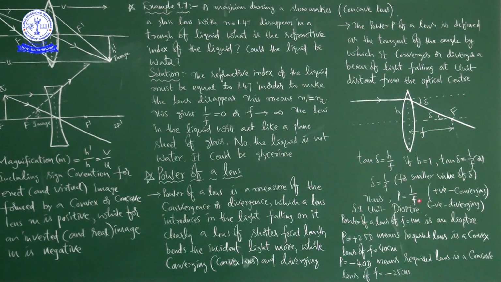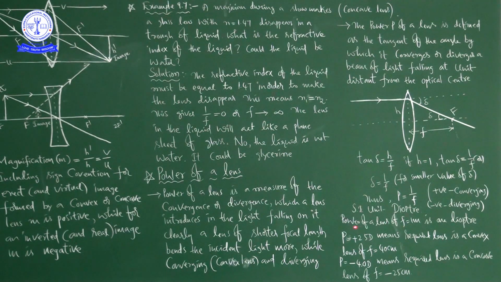Focal power is the inverse of focal length, right? So it is positive for converging lens, and negative for diverging lens, okay? Now what is the unit of focal power? It is diopter. Unit of focal power is diopter. Simply we use a capital letter D to represent diopter.